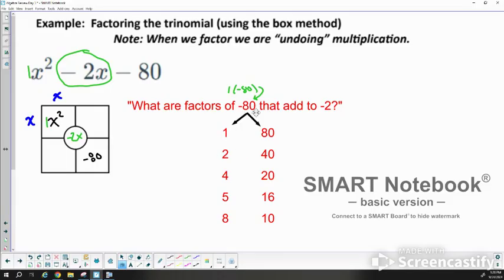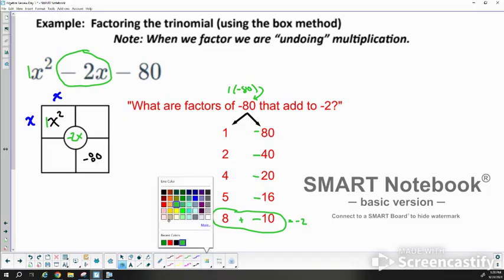You can check on your calculator. If you do 80 divided by 2, you get 40. 80 divided by 4, you get 20. And notice how they add to negative 2. That means they have more negatives, so the larger factor is going to be the negative one. So now the question is, which of these factors are 2 units apart? Well, it just so happens 8 and 10 are 2 units apart. If I add those together, I get negative 2. So we know what those factors are.